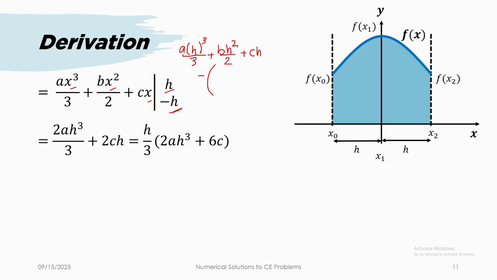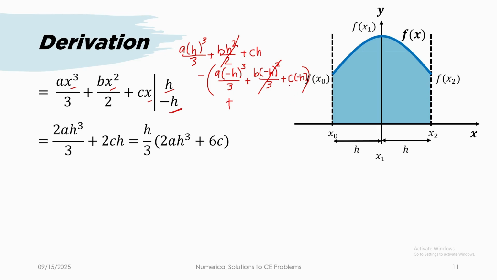If we evaluate now with negative h, that's a negative h cubed over 3 plus b negative h squared over 2 plus c negative h. If we simplify this, the bh squared over 2 terms would just cancel each other, and the a and the c terms would just add up, since if we expand a negative h raised to a third power, that would be a negative number times a negative number, which leads to a positive number. So it's just addition. Same with the c times negative h.